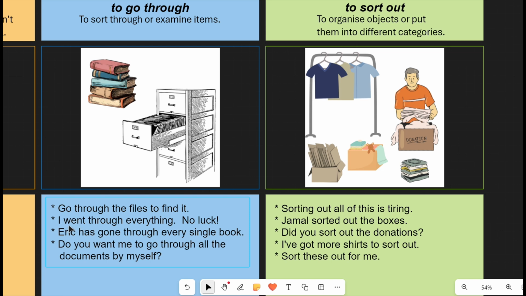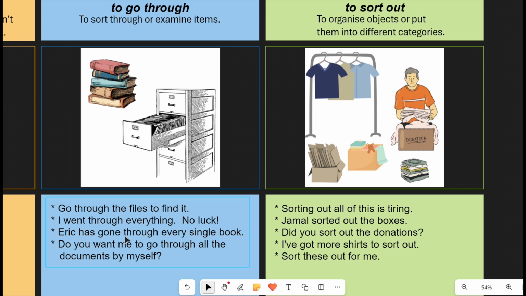Next example, in the past simple, I went through everything. No luck. So you've already gone through everything and then you couldn't find what you were looking for. So you can say, I went through everything. No luck. Next example. Eric has gone through every single book.